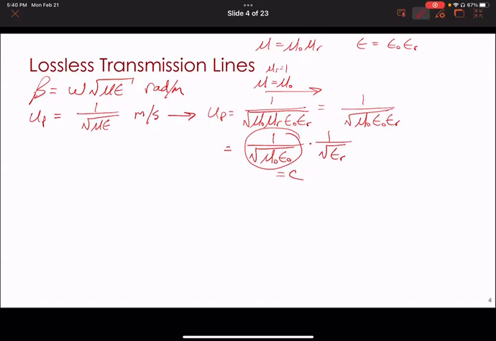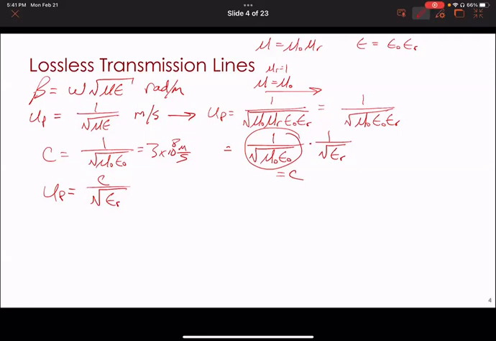So c equals 1 divided by the square root of mu naught epsilon naught, which equals 3 times 10 to the 8 meters per second. That means u_p has a really simple formula that you can use whenever it's lossless: c divided by the square root of epsilon_r. So if I tell you only 2 pieces of information, that it's lossless and the epsilon_r, you know the speed it's traveling at.